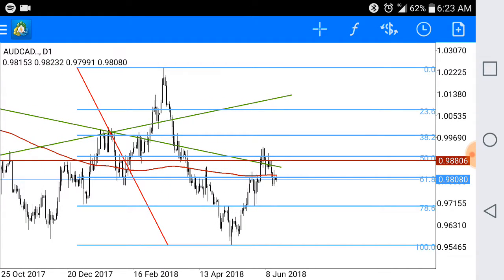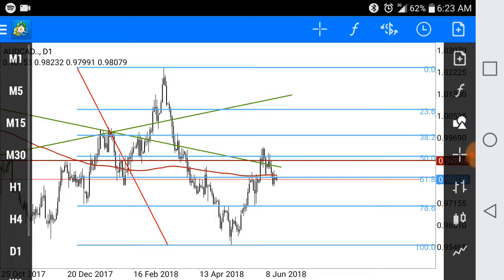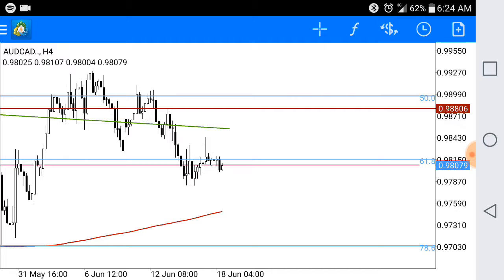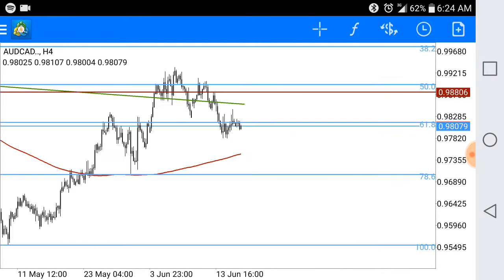So right now we're actually already down to the 61.8 level, and we're underneath our 200 MA. So it looks like a pretty good time to sell right now. Let me jump on the 4 hour. Yeah, it looks like okay. So here we go on the 4 hour.